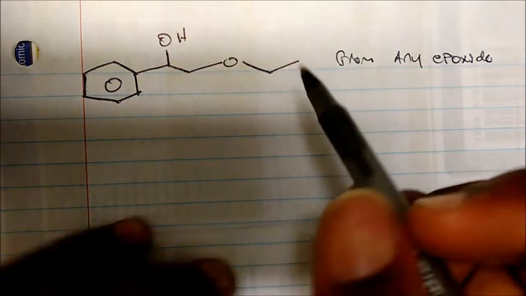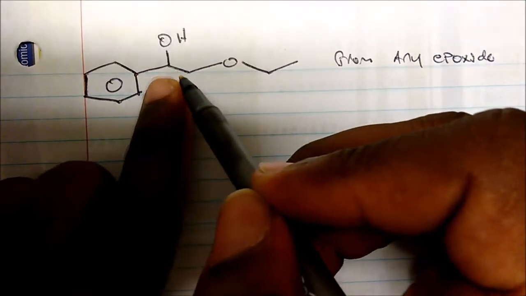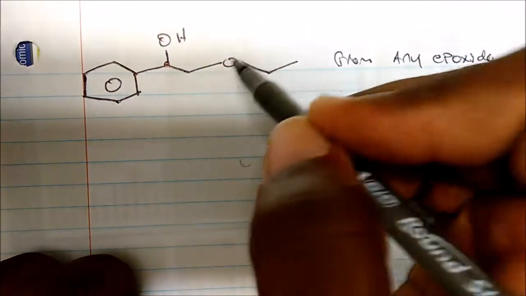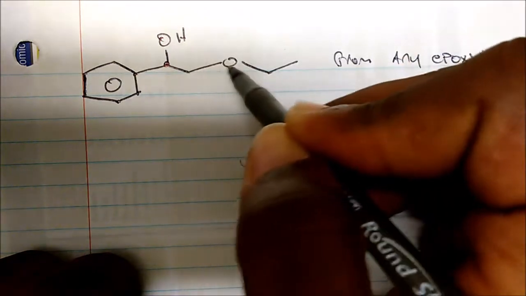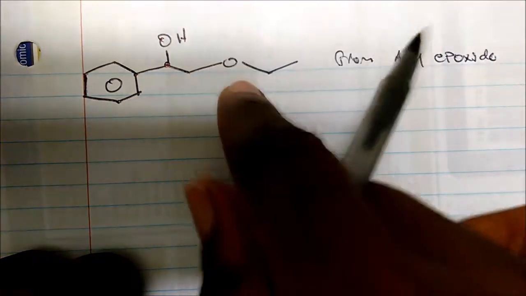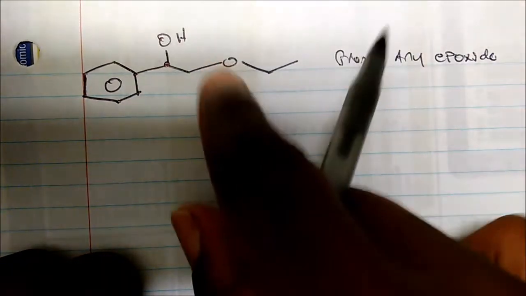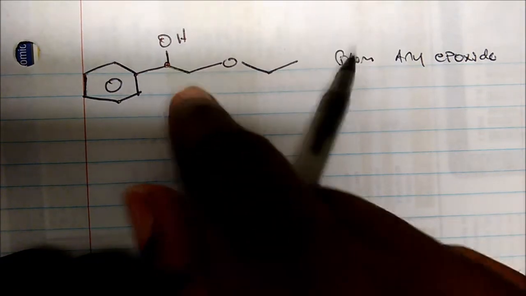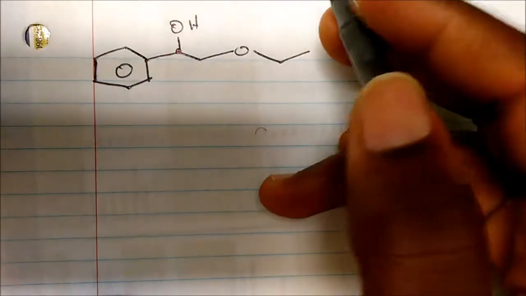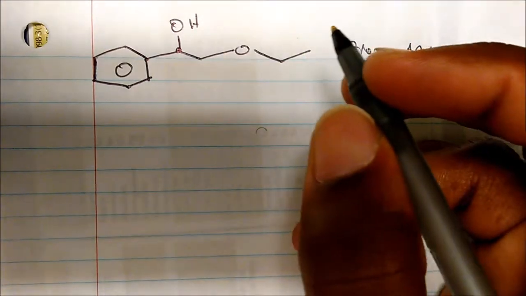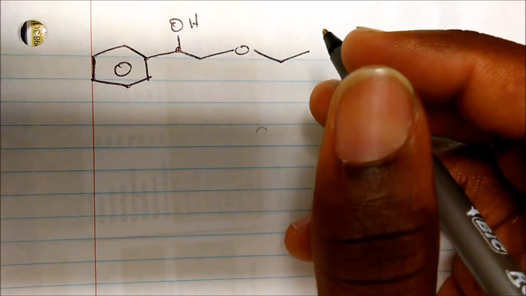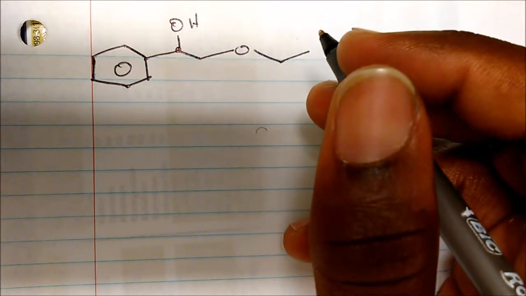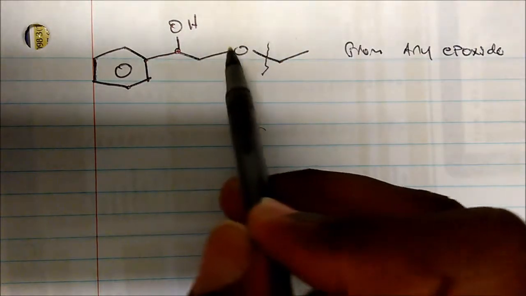Now, look at the carbon that's contained in both substituents, this carbon here. Your nucleophile is on the less substituted carbon, which means that this is coming from some sort of base. So let's see if we could retrosynthesize this. If I retrosynthesize this molecule, what's the bond I'm going to break? Well, I could break this bond and create my epoxide here.